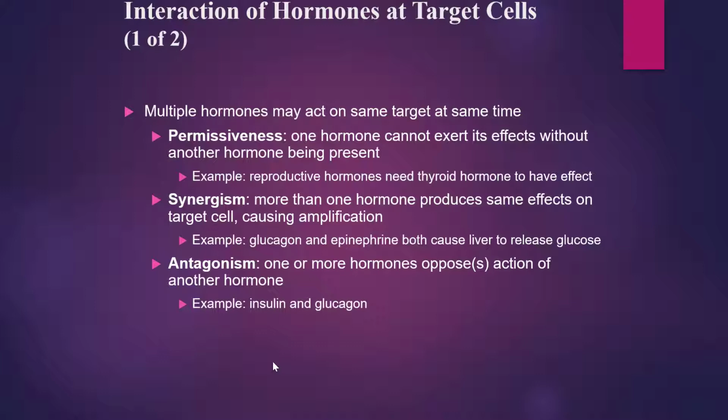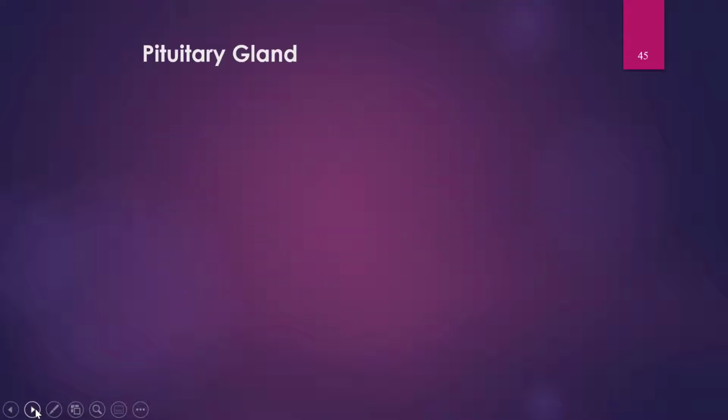Now, synergism is different. This is when the effects of one or more hormones together are amplified. They have separate effects when they are alone, but when they are together, their effects are amplified more than double. An example of this would be glucagon and epinephrine, which both cause the liver to release glucose. Then you have what you call antagonism. It is when one or more hormones oppose the action of another hormone. An example of this would be insulin and glucagon.